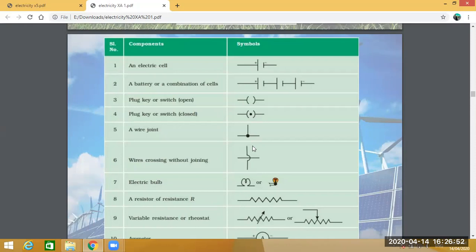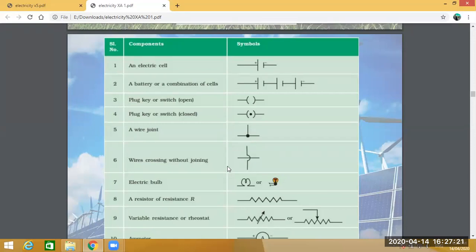And this point is the junction of wires. A wire joint or junction can be denoted by this, in which two or more wires come in contact at a single point, electrical contact at a single point. That is called a junction or joint. And now wires crossing without joining, or without being in electrical contact. This symbol indicates that the two wires cross over each other, but they are not in electrical contact with each other.